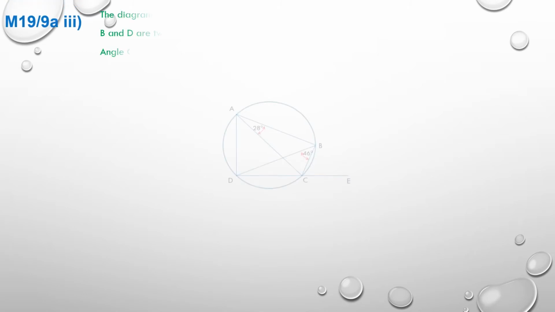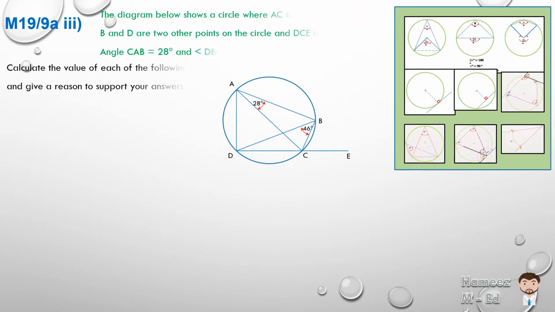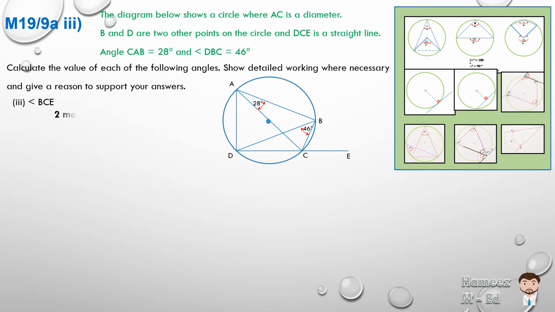May 2019, number 9A, part 3. Calculate the value of angle BCE. And if we look at our shape, angle BCE is the exterior angle of the cyclic quadrilateral. Now let's see if we could calculate the angle at DAB, the angle on the inside of the cyclic quadrilateral on the top left.